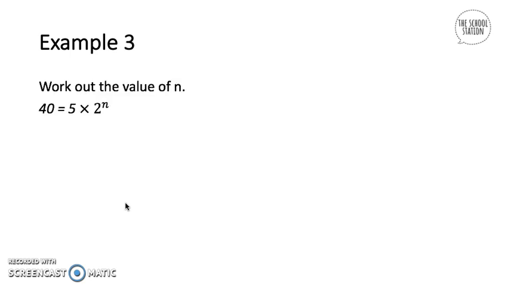The third example is to work out the value of n. 40 is equal to 5 times 2 to the power of n. Well, I want you guys to pause this video and try this again. You just have to find the power, which is n. 5 times 2 to the power of something is going to turn into 40. So pause this video and have a go.